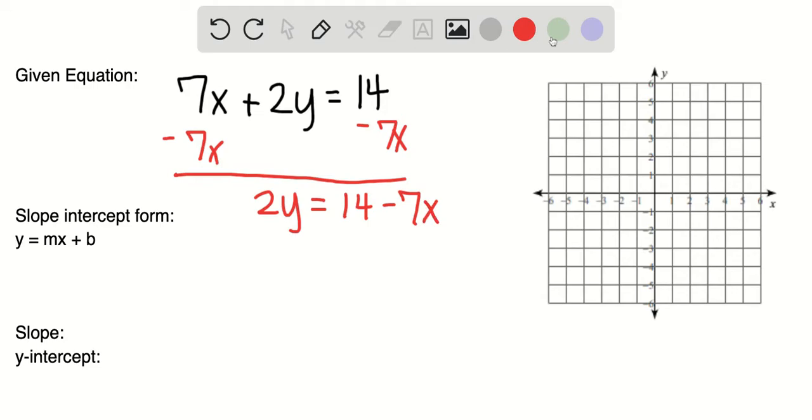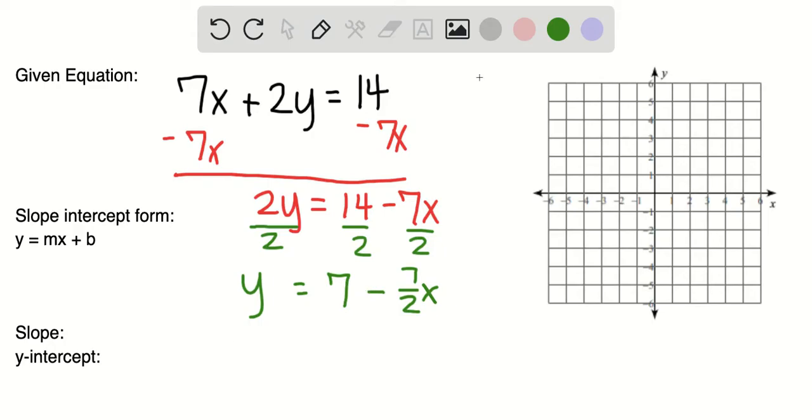The next step is to divide everything by 2 to get y by itself, or to solve for y. So I'm going to divide everything I see by 2. So now I'll have y is equal to 7 minus 7 over 2x. This is technically not slope-intercept form because the y-intercept and the slope are kind of switched around.